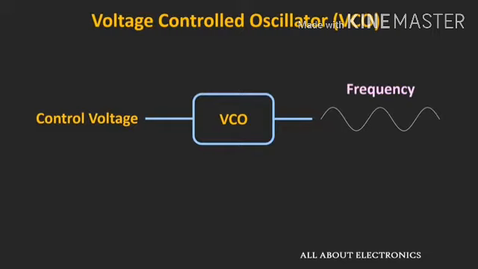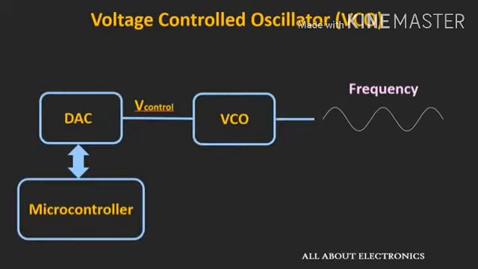And in fact, if we want to tune the VCO using a microcontroller, then also it is possible. For example, if a digital to analog converter is interfaced with the microcontroller, then using the microcontroller, the output of the DAC can be changed, and by applying that voltage to the VCO, it is possible to change the frequency.